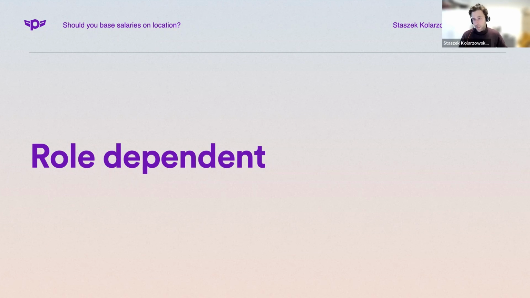It can be unfair as well, right? Because you can have a support team earning 10 times less than the sales team, for example. So this is also unfair. That's not the golden solution.